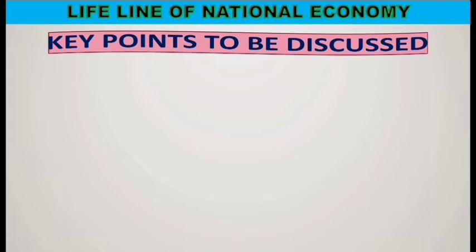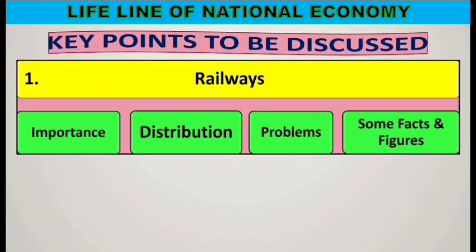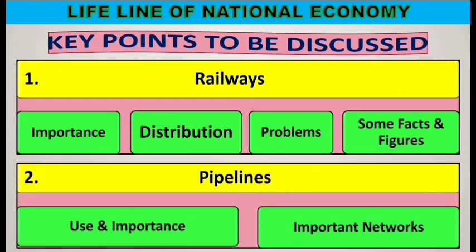Key points to be discussed. In this video, we will discuss about two concepts and six sub-concepts. First concept is railways. We will understand the railways network of India in four key points. And these are use and importance of Indian railways, distribution pattern of railways, different problems faced by Indian railways, some facts and figures of railways. Second concept is about pipeline transport of India with two key points. In the first key point, we will understand the use and importance of pipelines, and in the second key point, some major pipelines network of India.